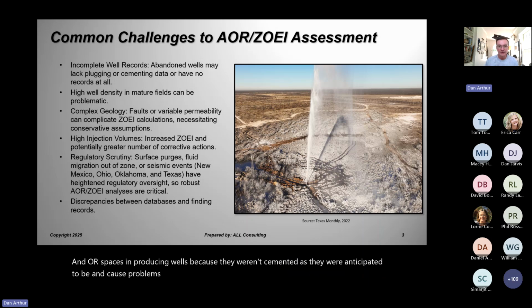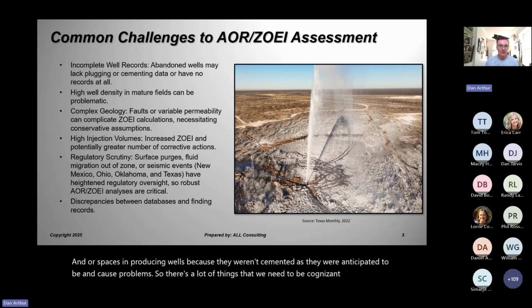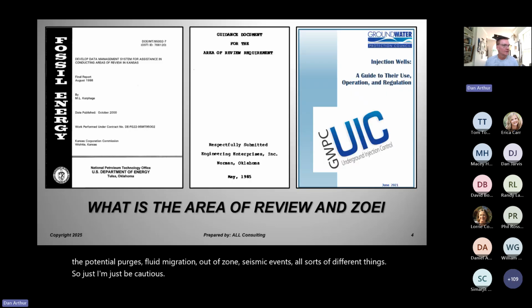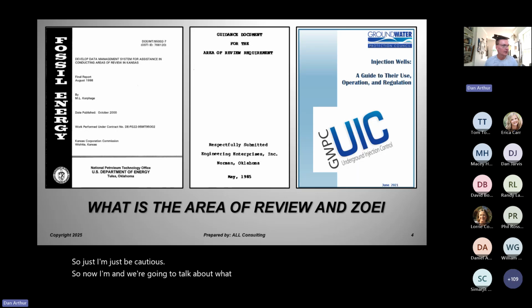So there's a lot of things that we need to be cognizant of, just the potential purges, fluid migration out of zone, seismic events, all sorts of different things. So I'm just saying be cautious. So now we're going to talk about what is area of review in ZOE.